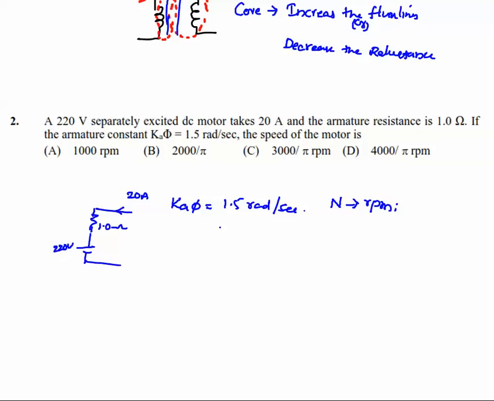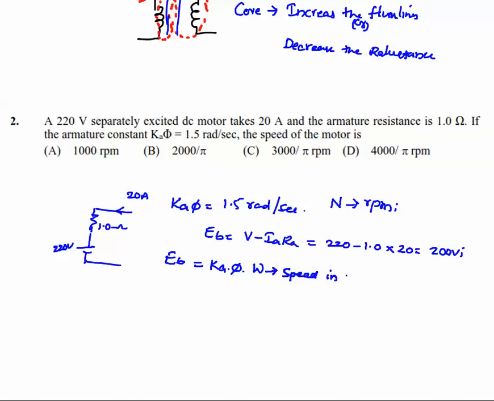The formula is Eb, that's the back EMF, is equal to V minus Ia into Ra, that is equal to 220 minus 1.0, that is the armature resistance, into the armature current 20. We will get 200 volts as Eb. And we know the relationship between Eb and speed: back EMF is equal to the armature constant Ka into phi into W. So this is speed in radians per second, but the given solution is in RPM, so we will convert this.